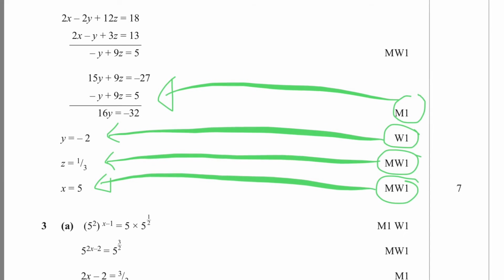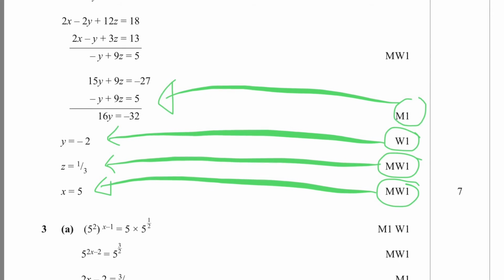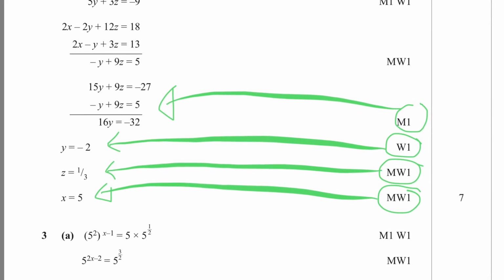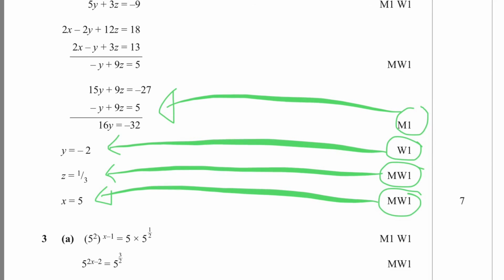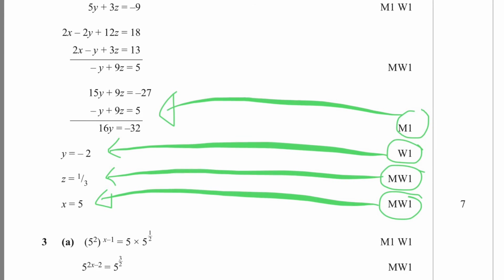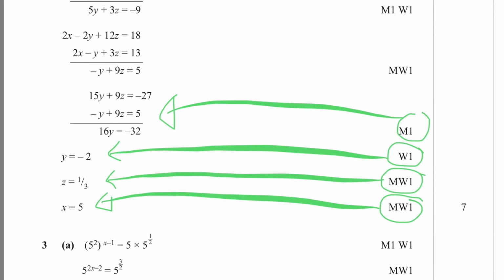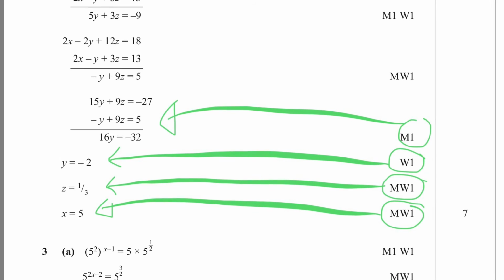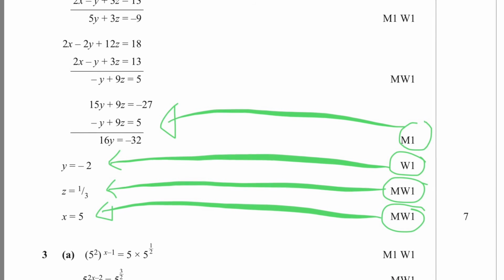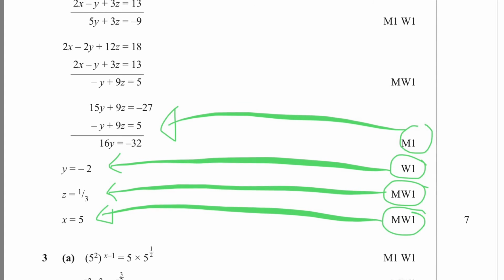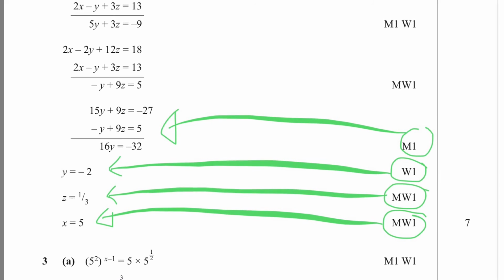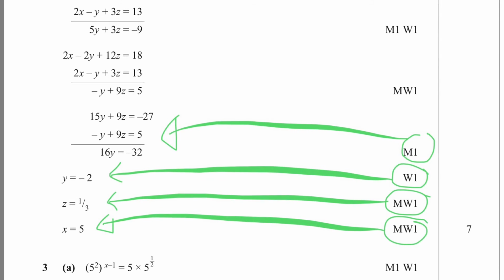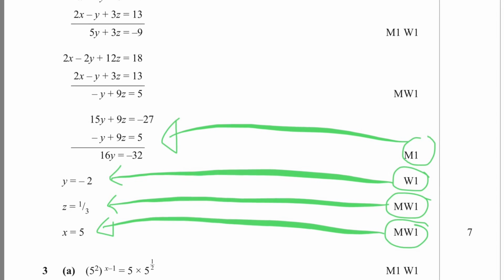The fourth mark is got by the method of adding two equations with two unknowns to try and eliminate down to just one unknown. In this case, it was the 16y equal to the minus 32. A working mark is got for finding out what y is correctly. And then a method working mark is allocated for finding z correctly, and a method working mark is allocated for finding x correctly.